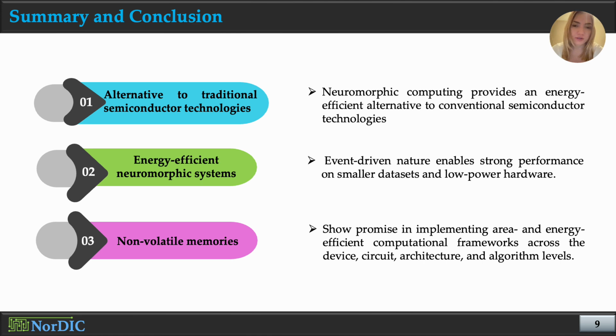As Moore's law reaches its limits and AI systems demand increasing processing power, neuromorphic computing provides an energy efficient alternative to conventional semiconductor technologies and traditional gradient based deep neural networks. The energy efficiency of these frameworks is due to their event driven nature, which enables strong performance on smaller datasets and low power hardware. To advance these systems, NVMs show promise in implementing area and energy efficient computational frameworks across the device, circuit, architecture, and algorithm levels.